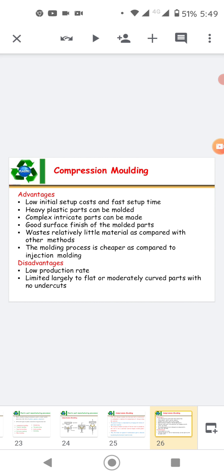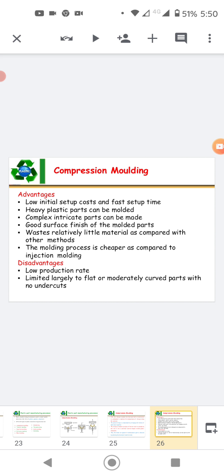Machining cost is low and setup time is fast. Even heavy plastic parts can be molded. Complex, intricate parts can be made. Intricate parts means delicate parts can also be made. Good surface finish of the molded parts means surface finishing is high.